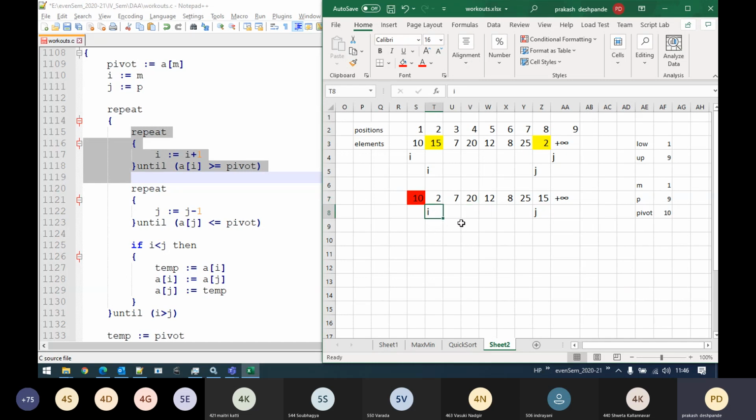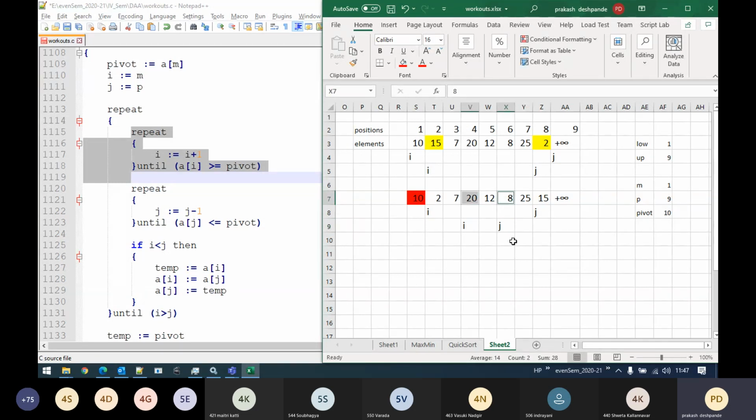Now tell me up to where this I will get incremented. Fourth position. So from here it will increment to this particular position. Is it greater than or equal to pivot? No. Increment here. Is it greater than or equal to pivot? Yes. So stop I over here. Now look for the J. Keep on decrementing J until you find the element which is less than or equal to pivot element. Now tell me till where J will be decremented. Sixth position. Till sixth position it will decrement and then it will stop.